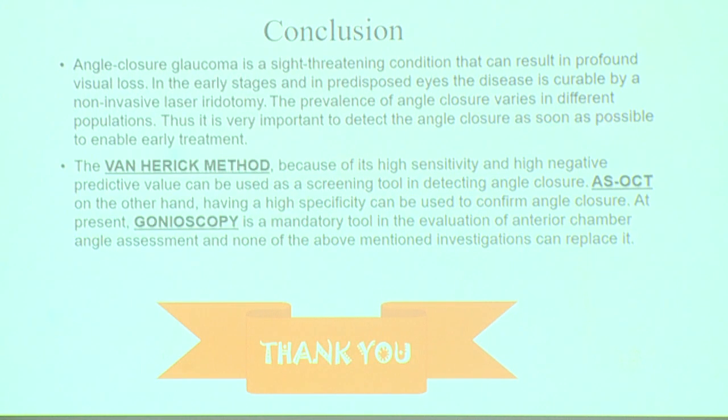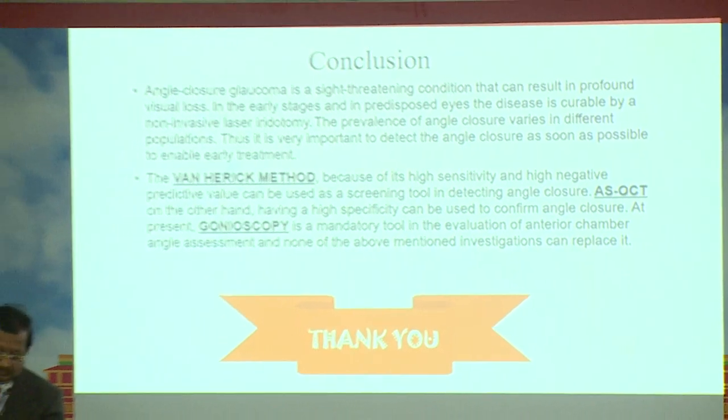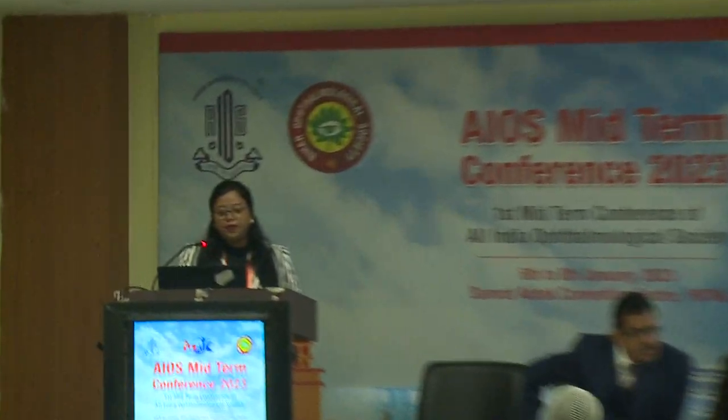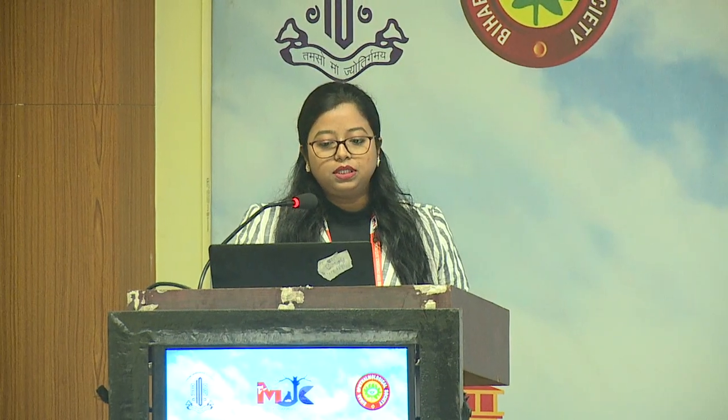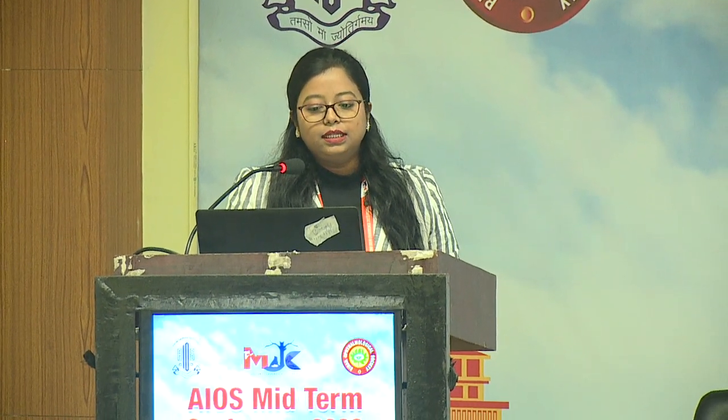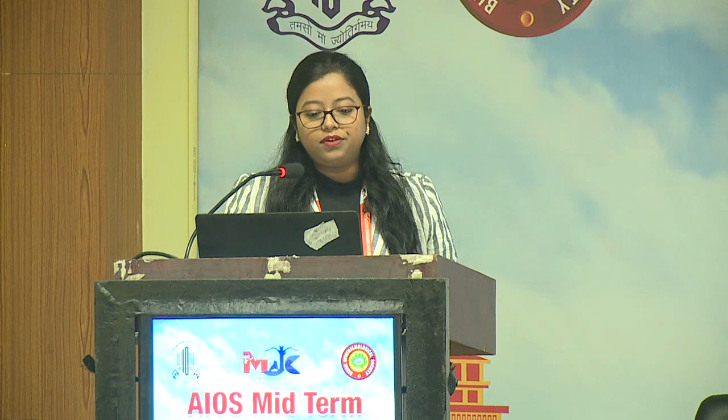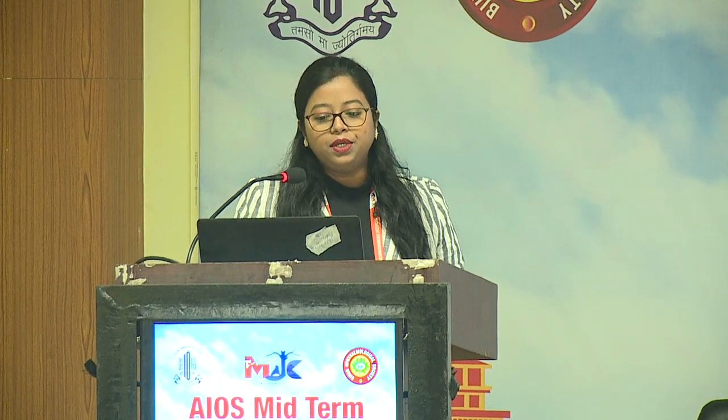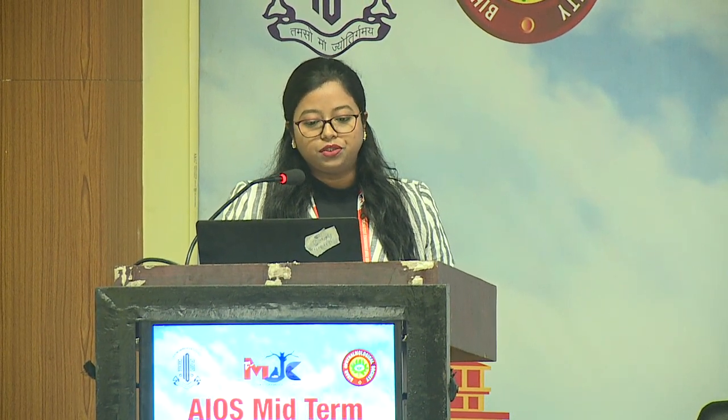Angle closure glaucoma is a sight-threatening condition that can result in profound visual loss. In the early stages and in predisposed eyes, the disease is curable now by non-invasive laser iridotomy. The prevalence of angle closure varies in different populations, so it is very important to detect angle closure as soon as possible. The Van Herrick method, because of its high sensitivity and high negative predictive value, can be used as a screening tool in detecting angle closure.